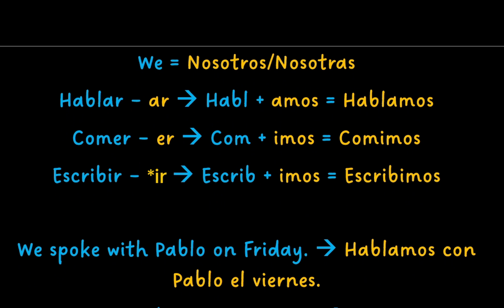We in Spanish is nosotros or nosotras. And to conjugate this, we drop the endings, and for hablar, we add AMOS. And for comer and escribir, we add IMOS. So hablar becomes hablamos, comer becomes comimos, and escribir becomes escribimos.